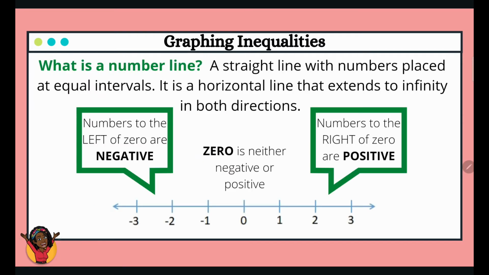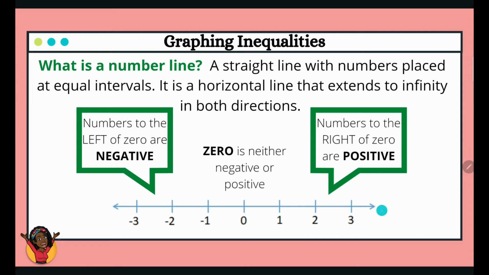So today we're going to be focusing on graphing inequalities. In order to graph an inequality, we need a number line. What is a number line, you might ask? Well, it's a straight line with numbers placed at equal intervals. It is a horizontal line that extends to infinity in both directions. Let's take a look at our number line here.